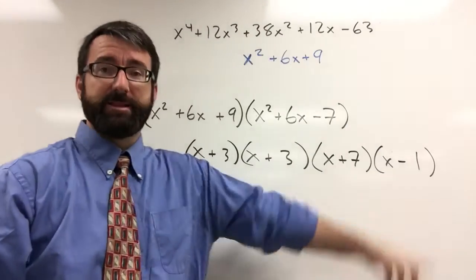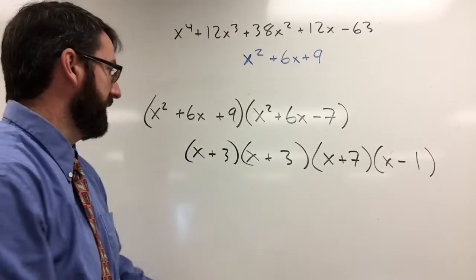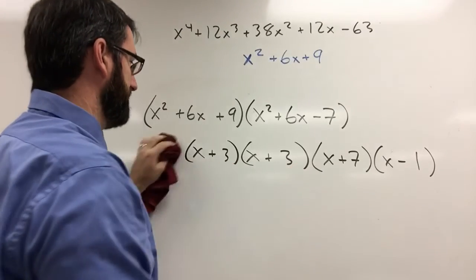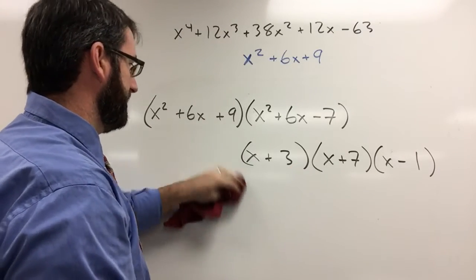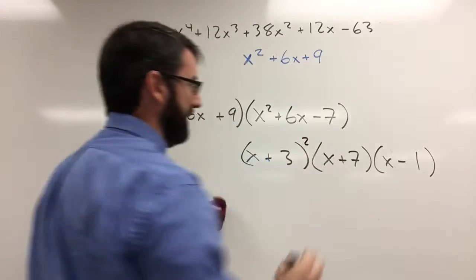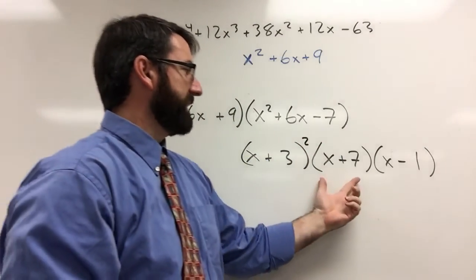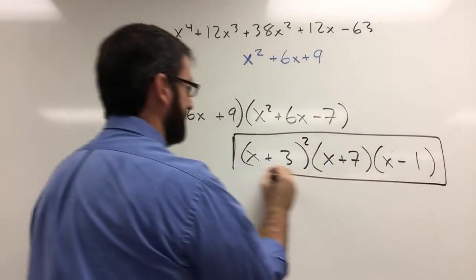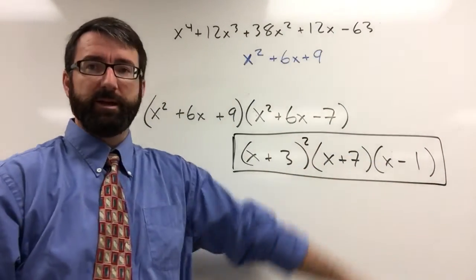All right, and now we've got this completely factored. Since this is x plus 3 and this is also x plus 3, let's go ahead and call this x plus 3 squared times x plus 7 times x minus 1. And that's going to be our answer. That is this polynomial completely factored.